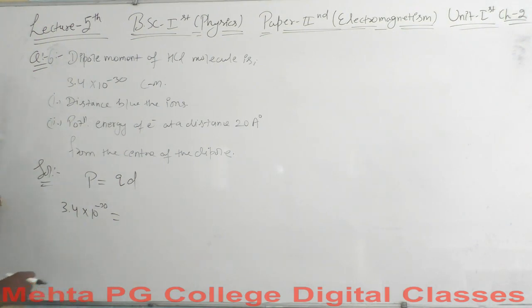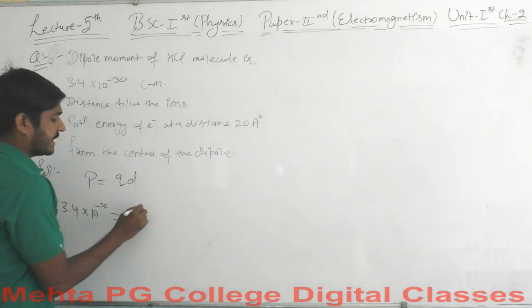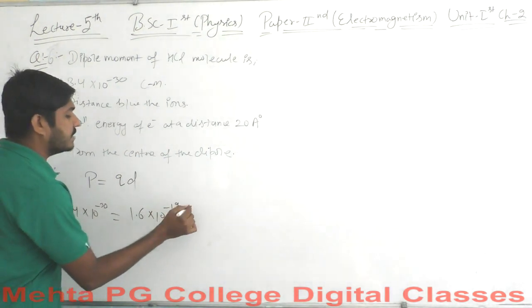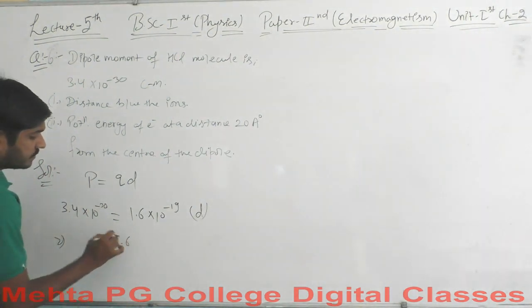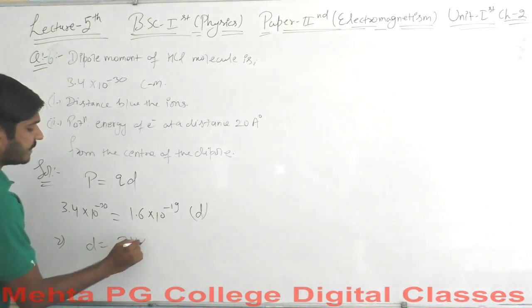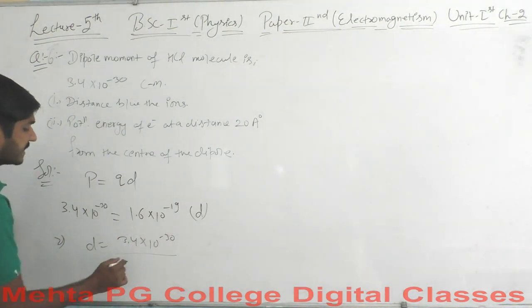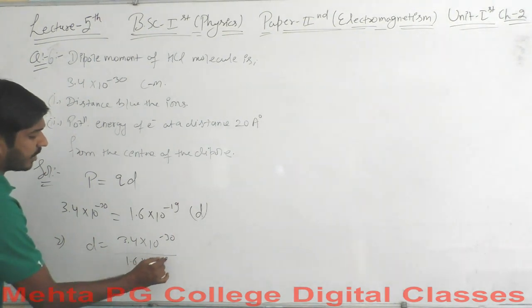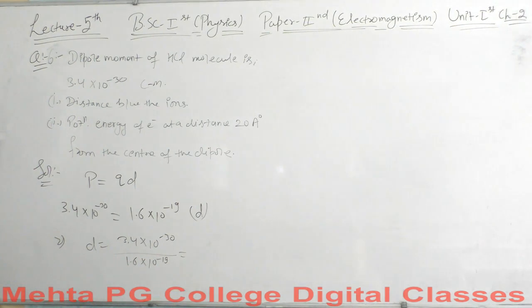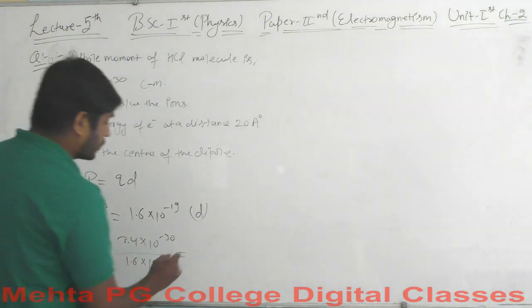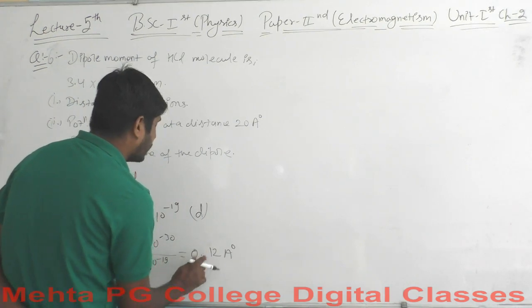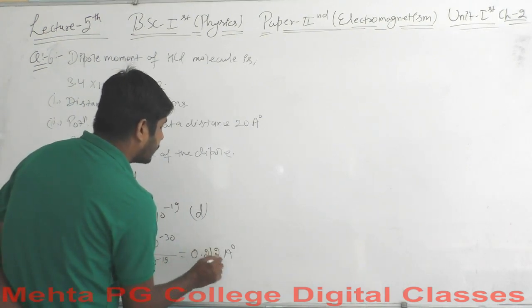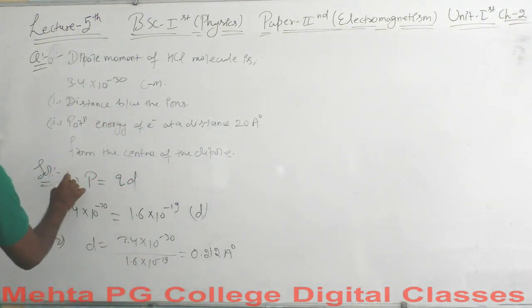3.4 into 10 to the power minus 30 has been given. The charge Q is again given, 1.6 into 10 to the power minus 19 here. But the value of D is to be calculated. So D will be equal to 3.4 into 10 to the power minus 30 over 1.6 into 10 to the power minus 19, and this will be equal to 0.212 angstrom. This should be the value here, 0.212 angstrom.